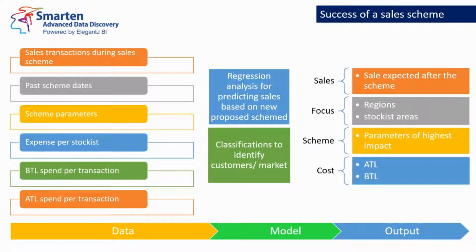So here's an example of a predictive model for a sales scheme. You get your transaction data, you have past scheme data. A scheme would be a kind of promotion or proposal to your customer, which has an incentive to buy more. The parameters there include the expense for advertisement. You run a regression analysis and you can get a sense of the sales which is expected, the focus which is required for different regions, the parameters which will have the highest impact, and what would be the cost of the ATL, BTL. So this is the kind of model which can be generated and run regularly.